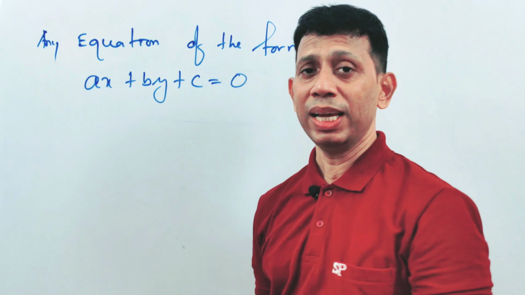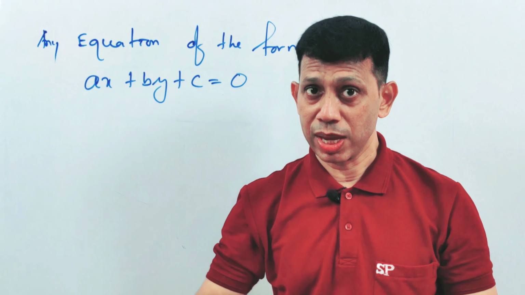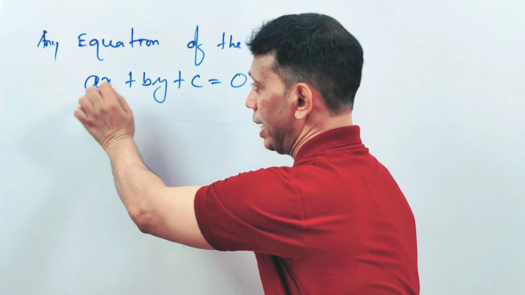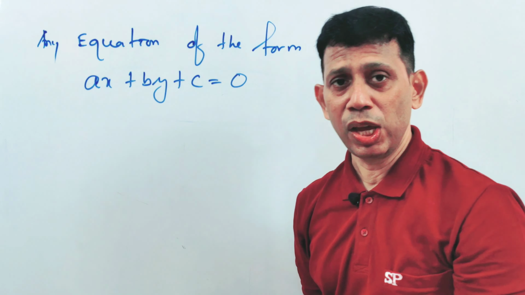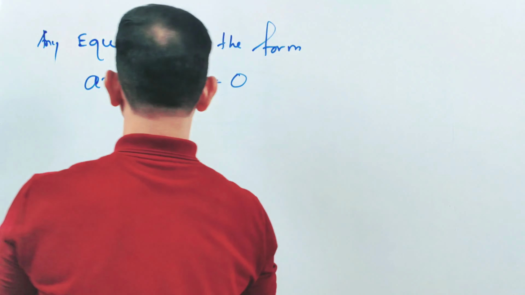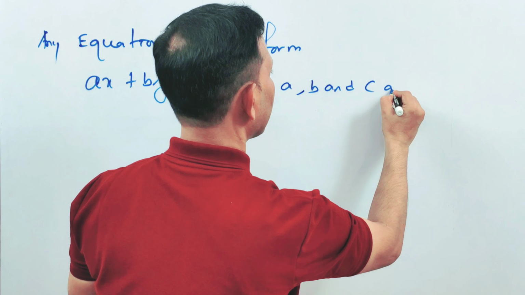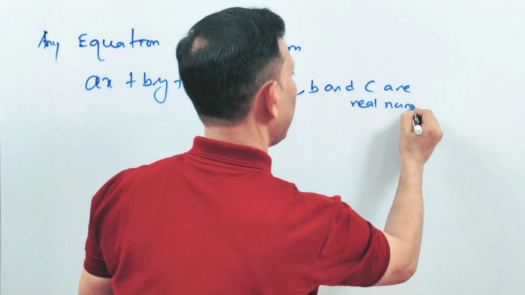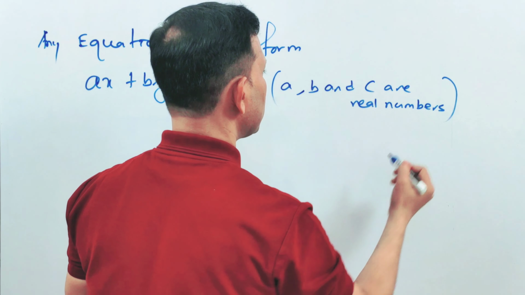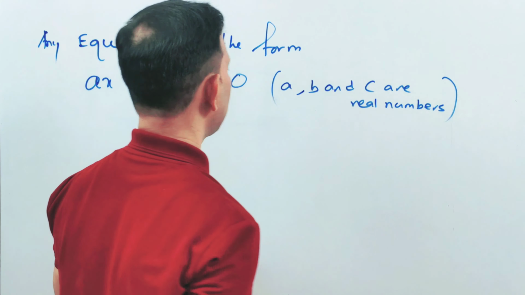And what is a, b and c? They are not variables, they are real numbers. Instead of a, b and c, we can put any numbers here. So here a, b and c are real numbers, any real numbers. I will give examples, and where a is not equal to 0 and b is not equal to 0. We will not take a and b both equal to 0. Why? I will tell you later, in our discussion later.